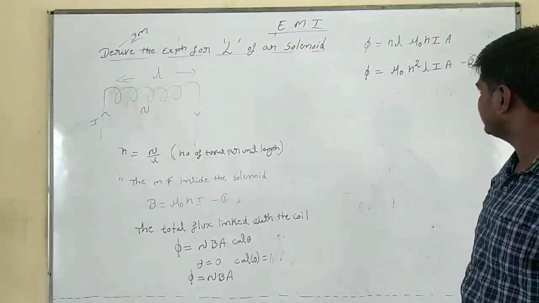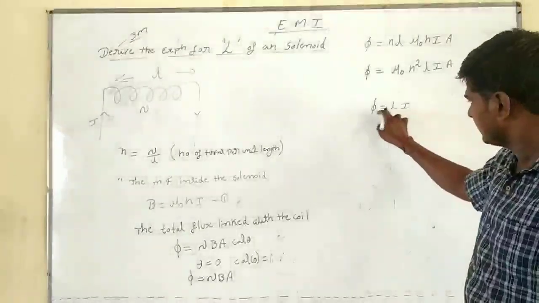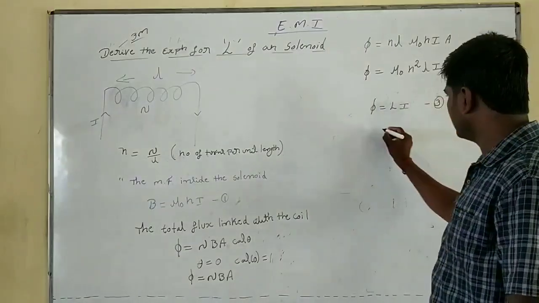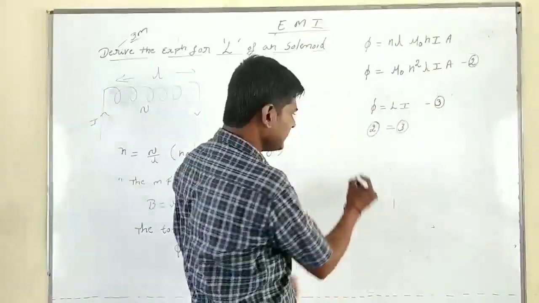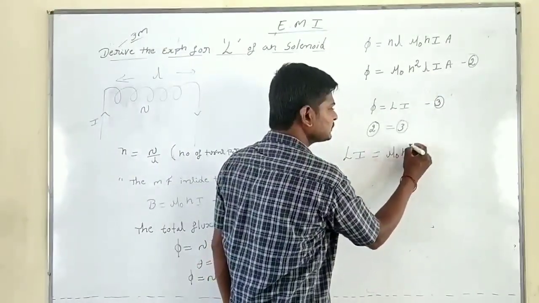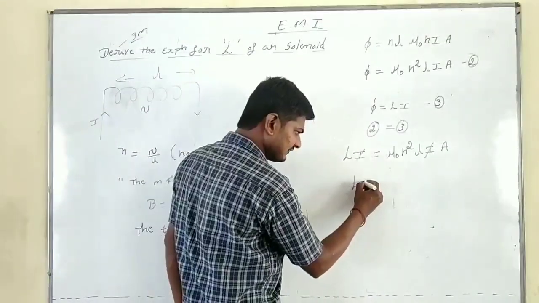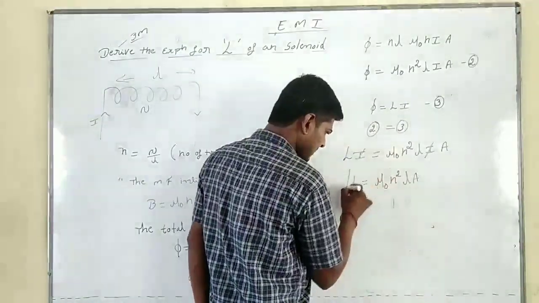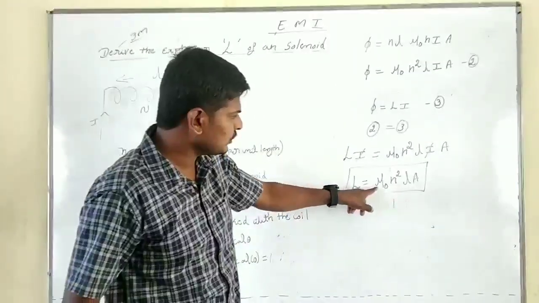According to the definition of self-induction, we know that flux phi is equal to Li. The change in flux is directly proportional to current, and the proportionality constant we call self-inductance. This is equation 3. Now I am going to equate equations 2 and 3. Li is equal to mu naught n square L i A. The i will be cancelled. The self-inductance of a solenoid, capital L, is equal to mu naught n square L A. Clear?